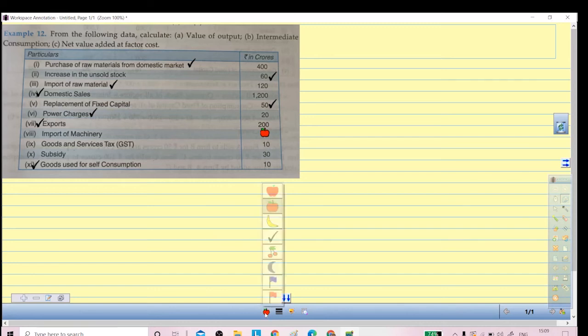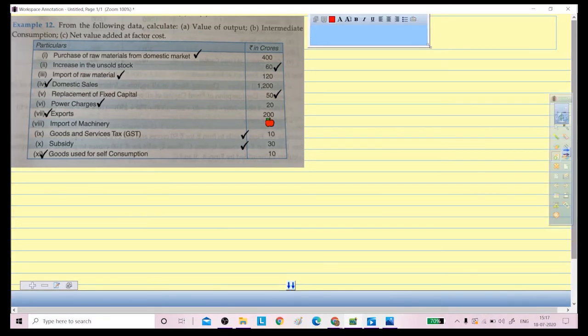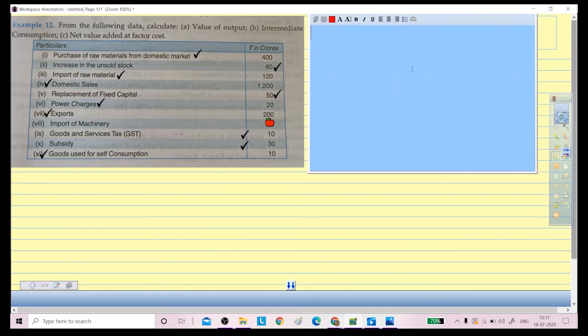GST. GST is an indirect tax. So this stands for indirect taxes and this stands for subsidy. If we take the difference between these two, we will get the net indirect taxes. This way you have to treat each of the items that is given to you while solving the question. So we will start solving.